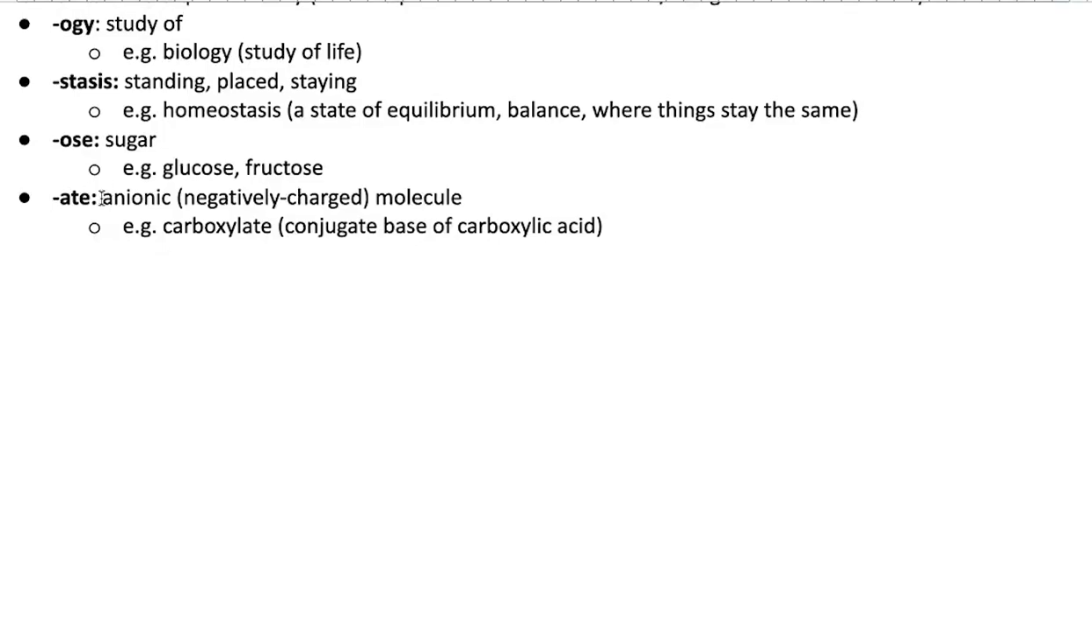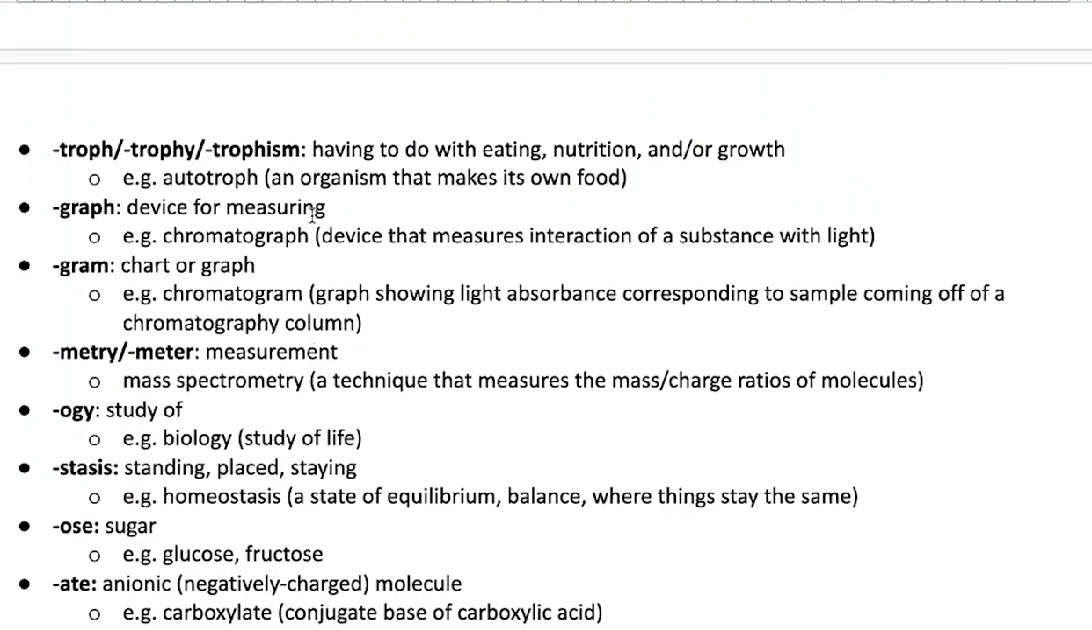And ate, this would be a suffix that you'll see for an anionic, or negatively charged, molecule. So a carboxylate would be the conjugate base of carboxylic acid. That carboxylic acid gives up its proton and becomes its conjugate base, and we refer to that conjugate base as a carboxylate. You also see glutamic acid, glutamate, those sorts of things. That ate is tipping you off that you have some sort of anion.